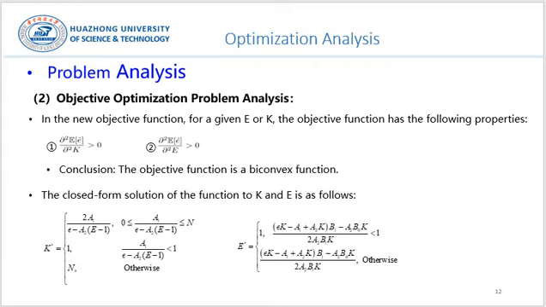We analyze the target optimization problem and find that it is only related to K and E. This means that the objective function is a biconvex function. In this way, we also get the closed-form solution of the function with respect to K and E. Then our task is to find the optimal solutions of this new optimization problem.